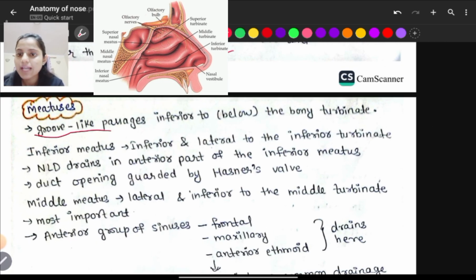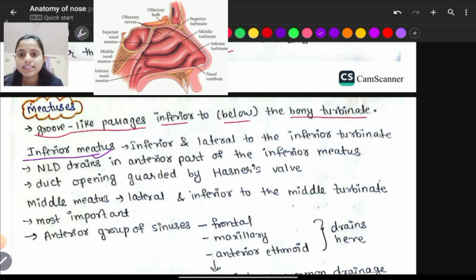Meatuses are the groove-like passages inferior, or below, to the bony turbinate. Below the bony turbinate, there is the meatus. There are 3 meatuses, as there are 3 turbinates: inferior, middle, and superior. Below the turbinates are the inferior meatus, middle meatus, and superior meatus.